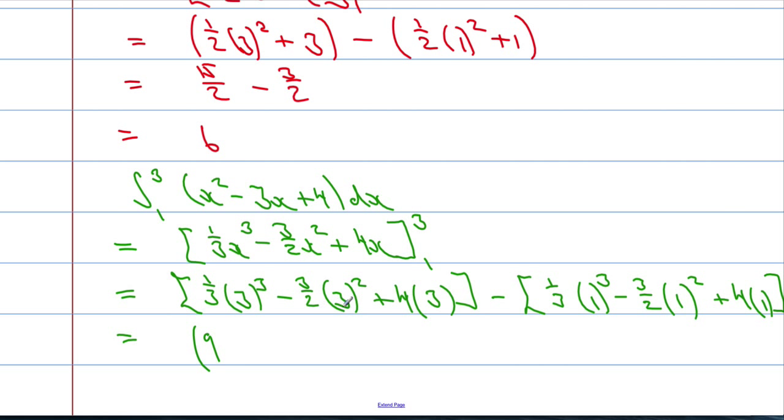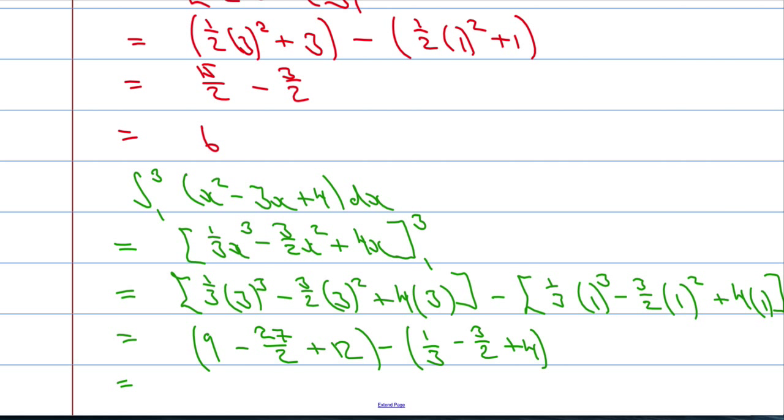Minus 3 over 2 times, let me see, that's going to be 9. 9 times 3 is 27. So 27 over 2 plus 12. And I need to subtract 1 cubed, which is 1 over 3. 1 cubed is 1, 1 times a third is a third. Minus 3 over 2 plus 4.